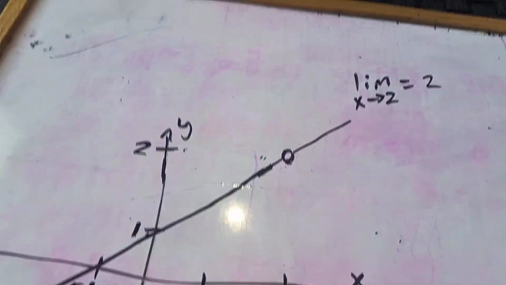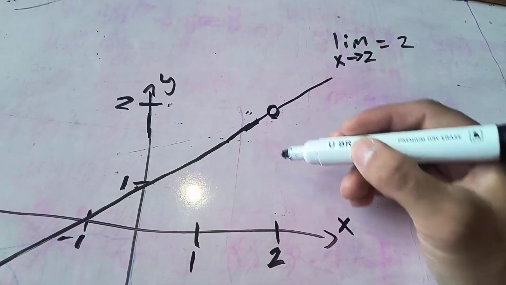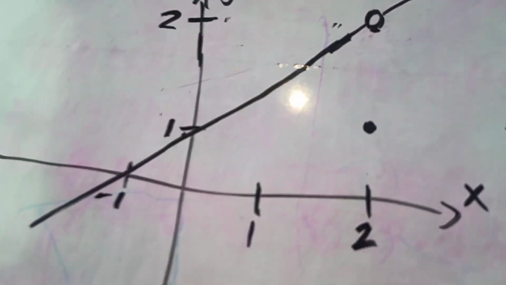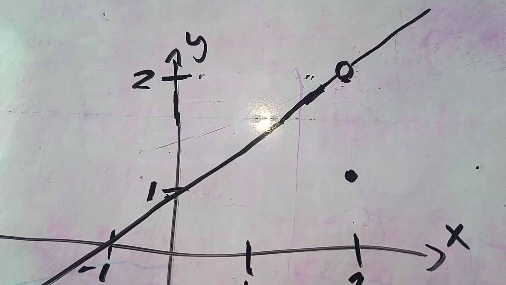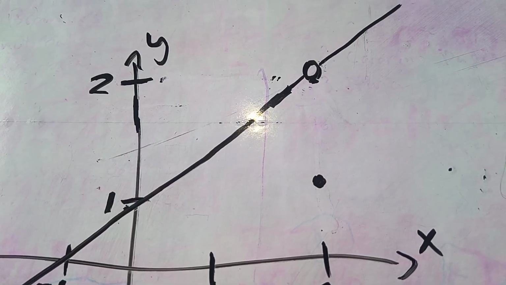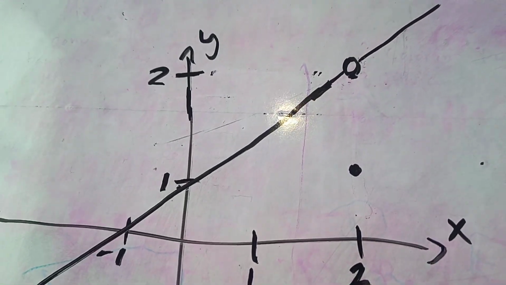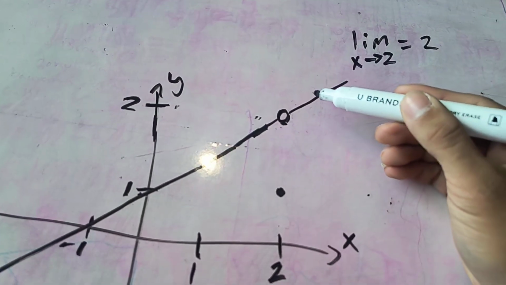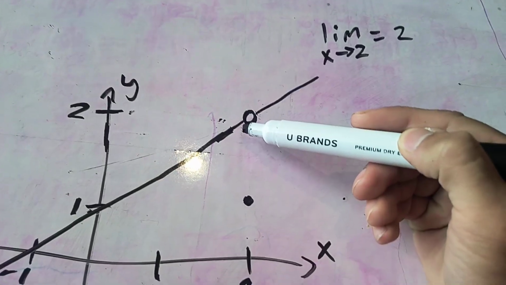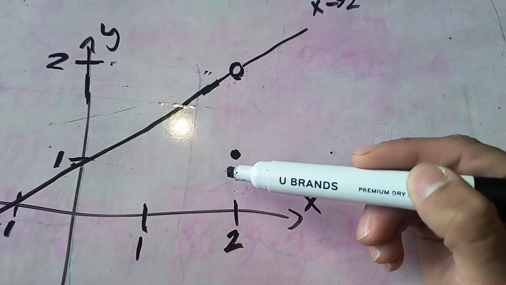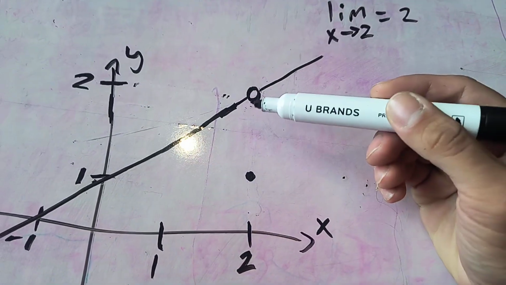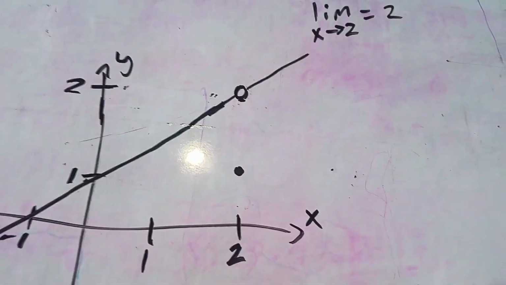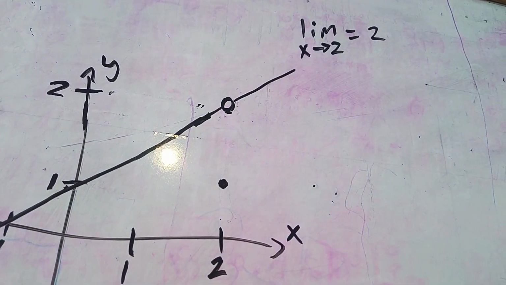Now, what if I defined the point of this function at 2 to be 1? I say when x is equal to 2, then this function is defined as 1. And then I would ask you to find the limit. Well, we look at it from the right, and we still get 2, and from the left, it seems to be approaching 2. Even though it's defined right here, it doesn't matter. The limit is still going to remain at 2.